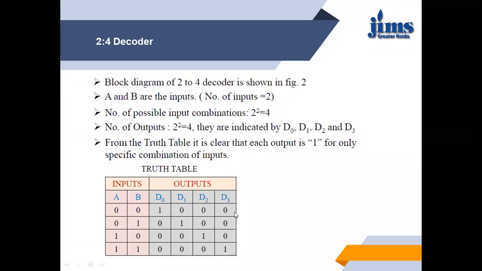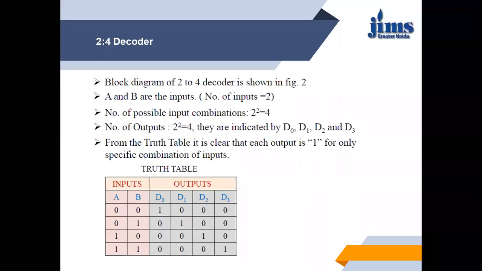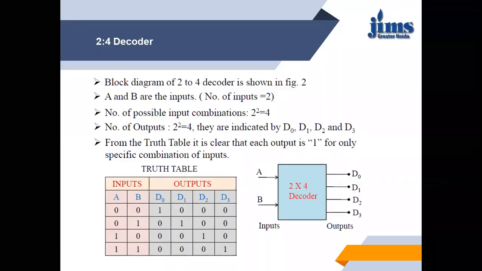And these are the four outputs, and you can see directly that at one time only one output is active, that is 1. So for 0 0, D0 is 1, for 0 1, D1 is 1, for 1 0, D2 is 1, for 1 1, D3 is 1. So we can see that for any input combination only one output is 1 and all the rest of three are zeros. So this is the way the truth table looks like for a 2:4 decoder. So here is the block diagram of 2:4 decoder. A, B, two inputs. D0, D1, D2 and D3 are four outputs.